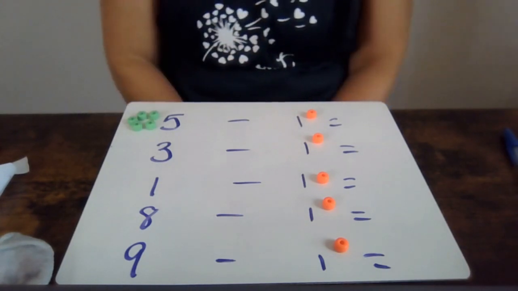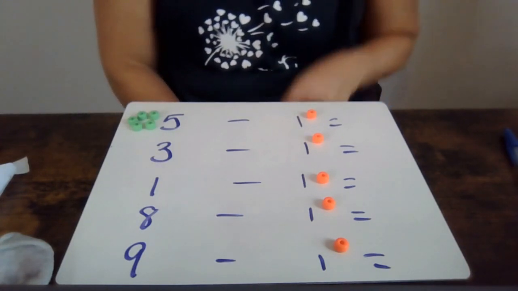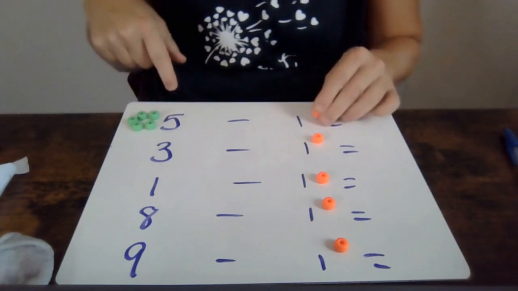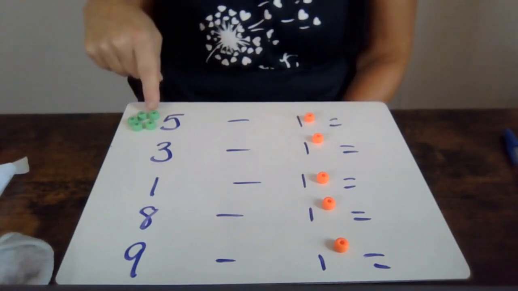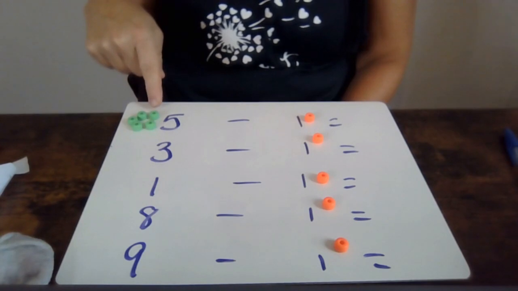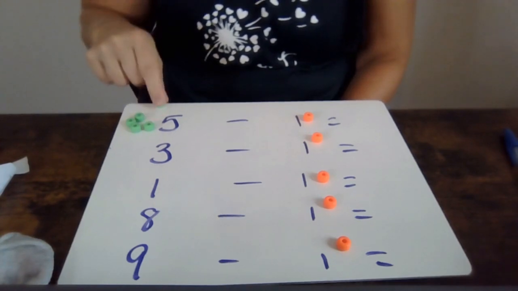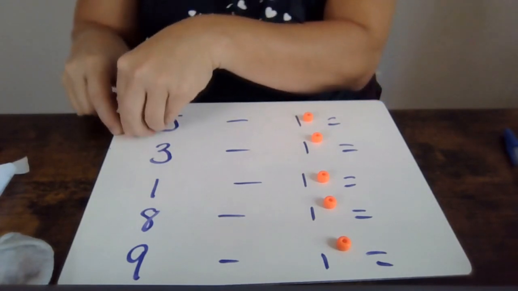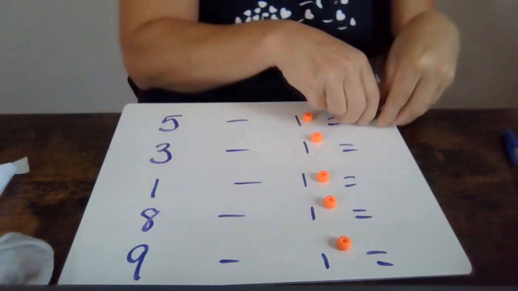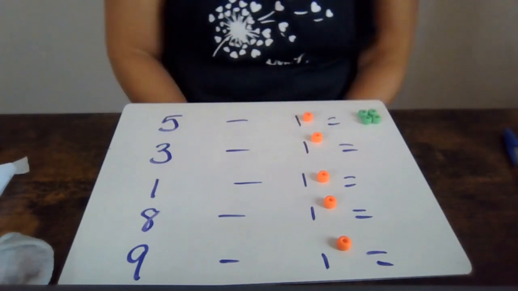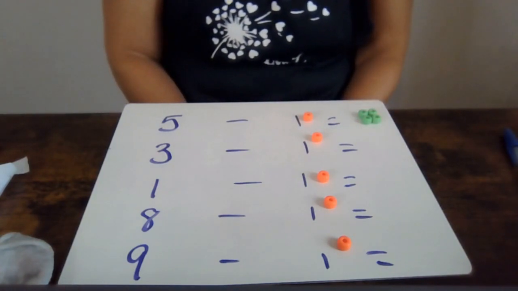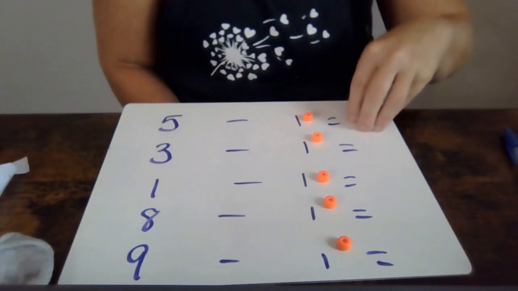Take away 1. Well, do we take this one away? No, we still have 5. We have to take it away from here. Take away 1. So what do we have left if we took 1 away from 5? Let's move the party over. We have 4. That's right. We have 4.